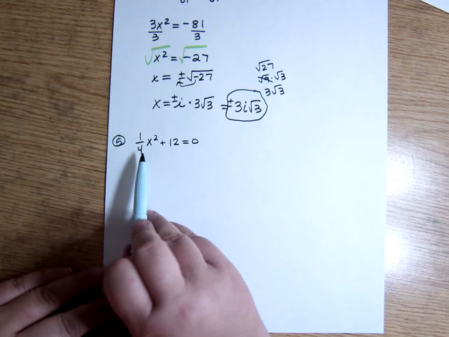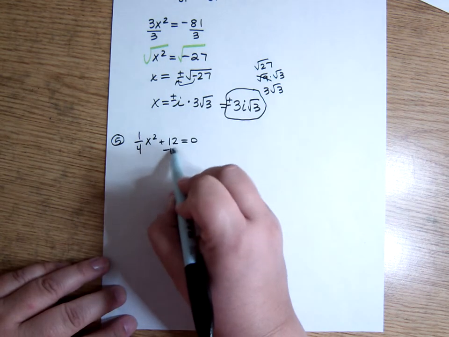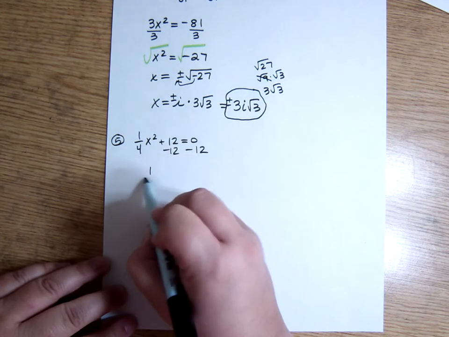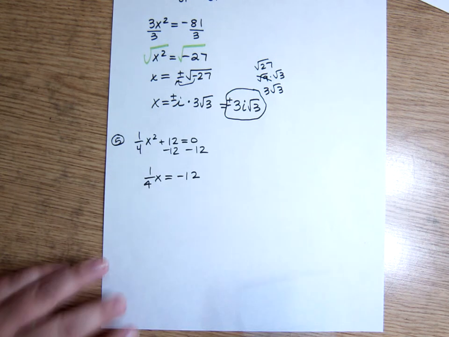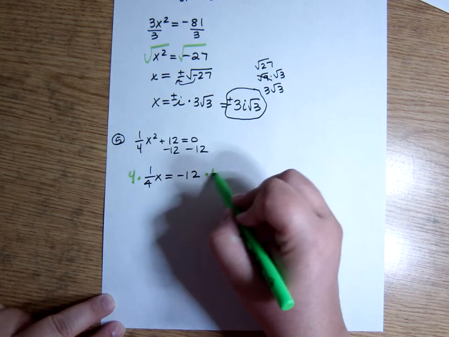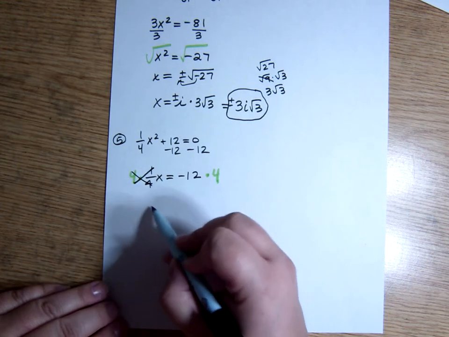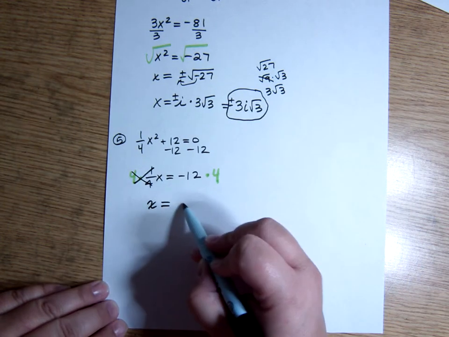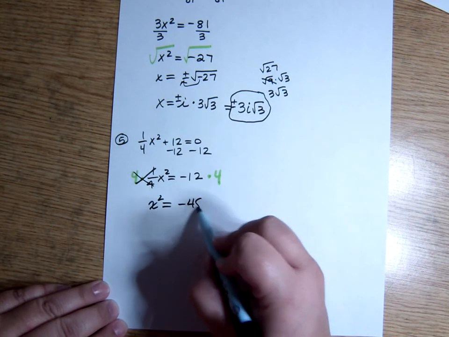Next one, same thing. My x is squared. I don't have any x's that are not squared. So I'm going to get everything that's not squared on the other side of the equation. Here I would multiply both sides by 4. It's multiplying by the reciprocal, 4 over 1 instead of 1 over 4. And these cancel, leaving me with x squared equals -48, I left off my squared.